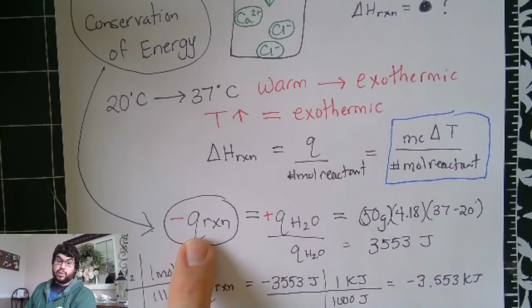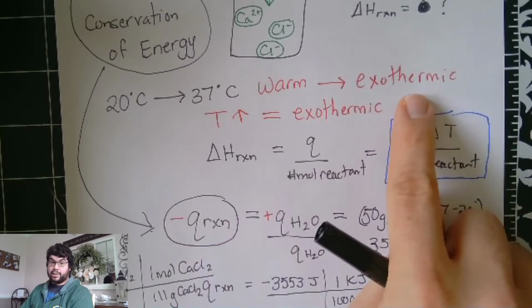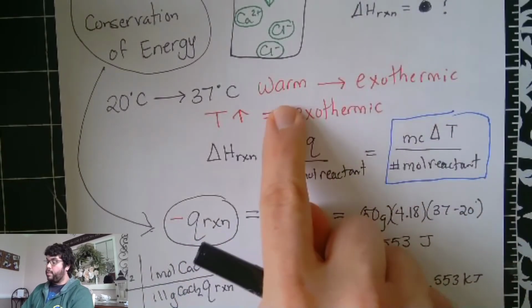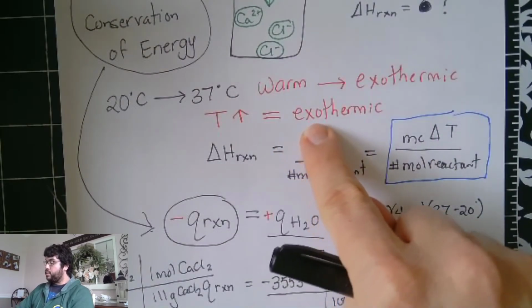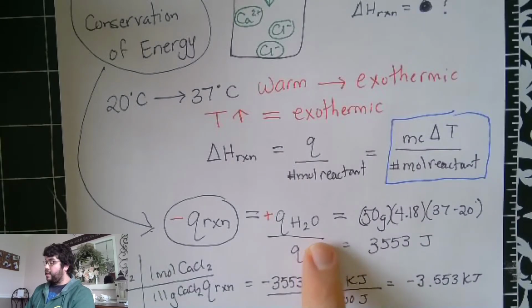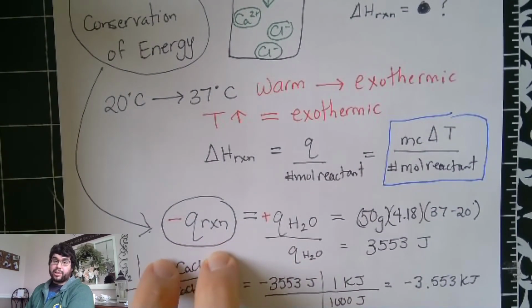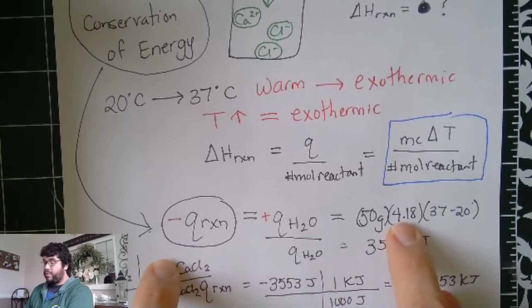That's why I could write this. The reaction is losing the heat. The water is gaining the heat for the reaction. This is an exothermic process that feels warm in your hands. The temperature goes up, and then we can find the amount of heat that the water gained. We can't find the reaction. Why can't I find the reaction directly? Because I don't know the specific heat of salt, this CaCl2.